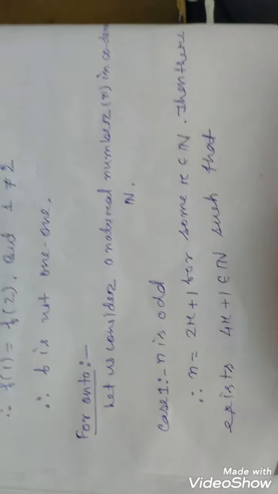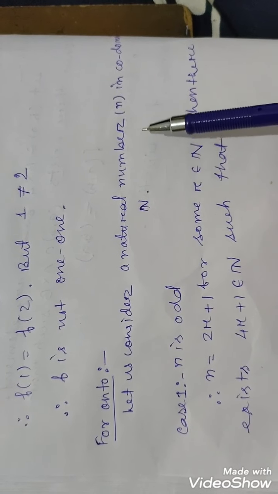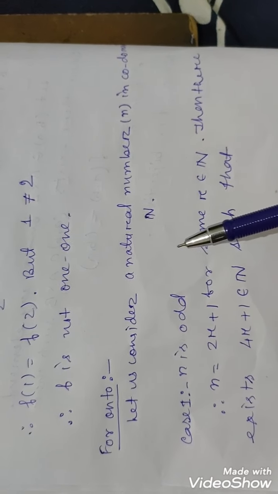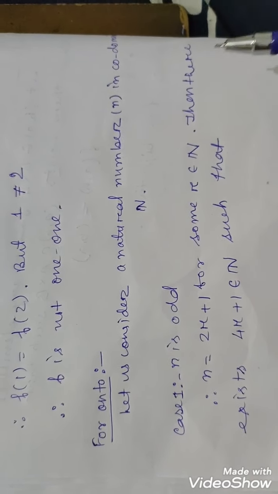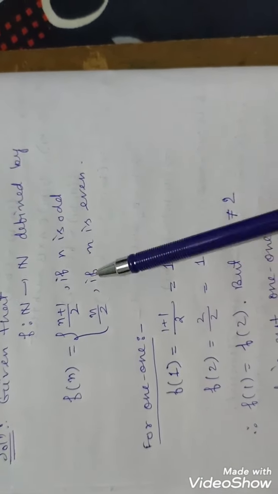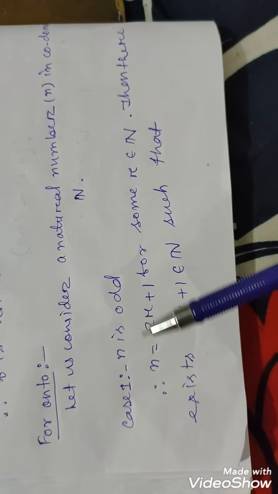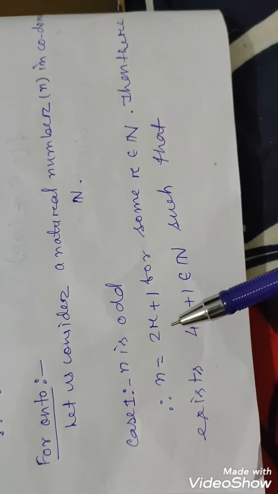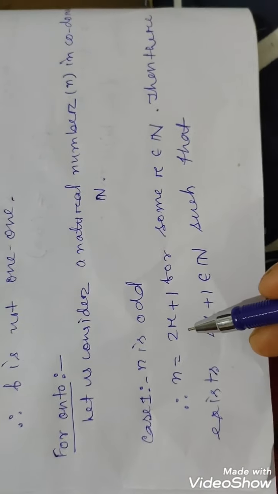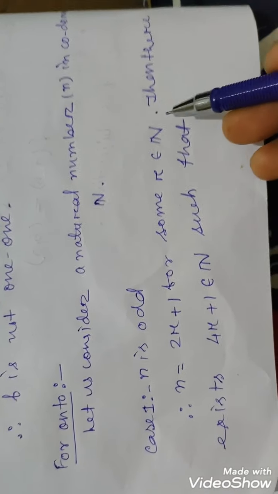Okay, now for onto. Let us consider a natural number n in the codomain. So there are two cases: n is odd and n is even. When n is odd, you can express this n as 2r + 1. An odd number can be expressed as 2r + 1, for some r belonging to N.